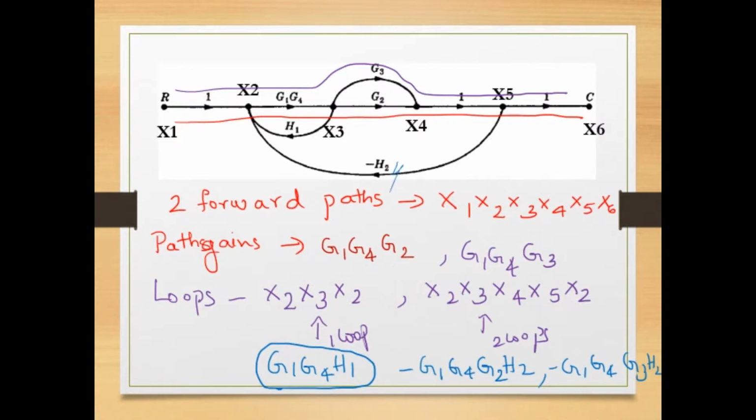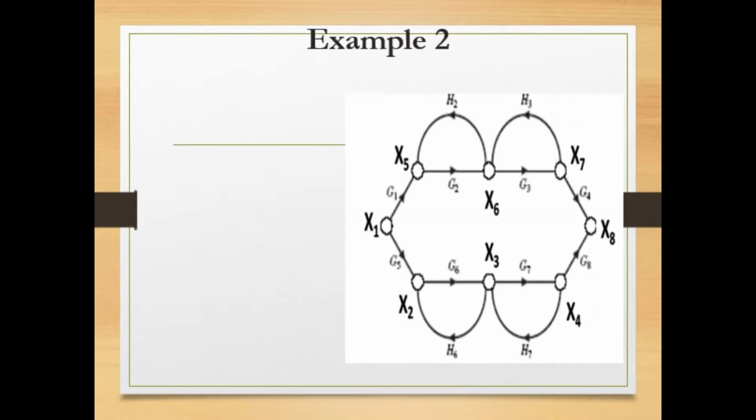We don't have any self loops here, and if you observe, x3 is common for all three loops. So we don't have any non-touching loops in this particular example. Okay, so this is our second example.